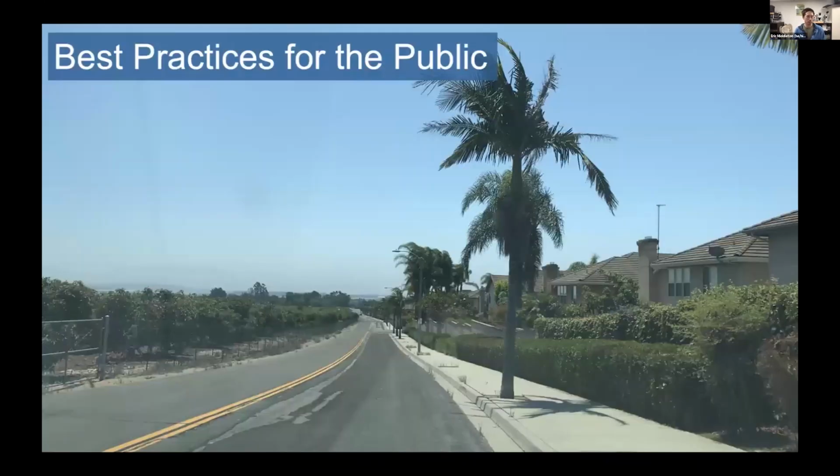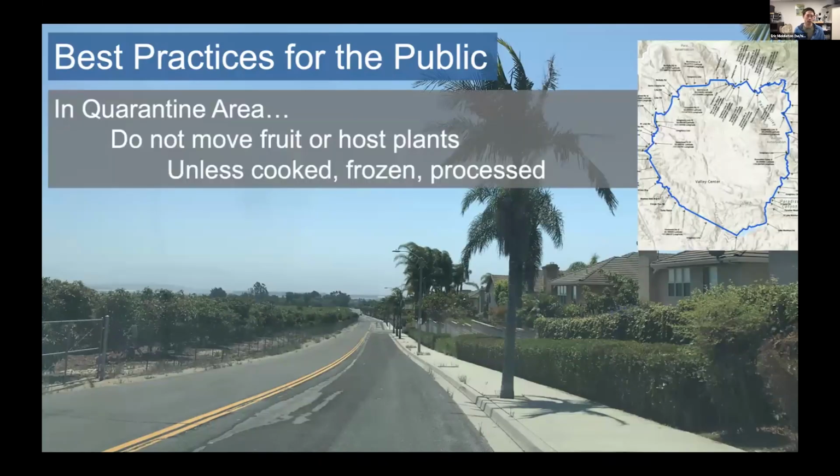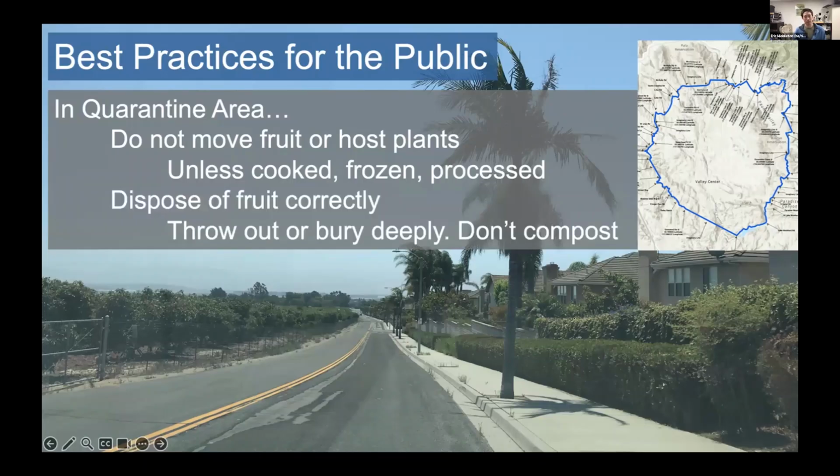For the public in general, there are a couple of other best practices. If they're in a quarantine area, members of the public shouldn't be moving fruit or host plants. So don't bring fresh fruit from inside the quarantine zone to give to a friend outside of it, unless it's cooked, frozen, or processed. Any of that will kill off fruit fly larvae inside it. Dispose of fruit correctly, which basically means, unfortunately, throwing it out or burying it deeply and not composting it, because the fruit flies can then emerge.